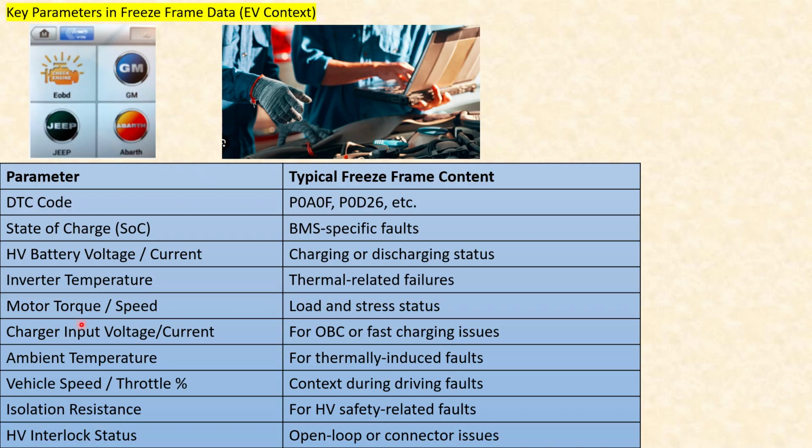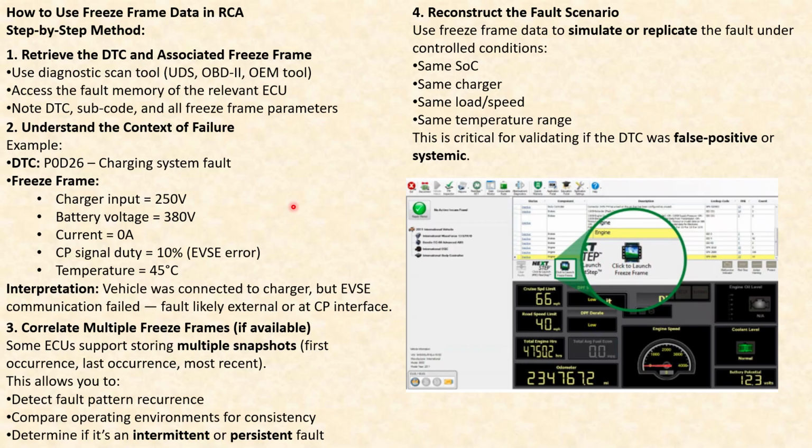Next, the motor speed, load, and stress status. Then the charger input voltage and current, for OBC or fast charging issues. Then the ambient temperature, for thermally induced faults. Next, vehicle speed gives context for faults during driving; isolation resistance is for HV safety related faults; and HV interlock status shows open loop or connector issues. So these are the parameters and the freeze frame contents. With the help of this content, you start the root cause analysis.